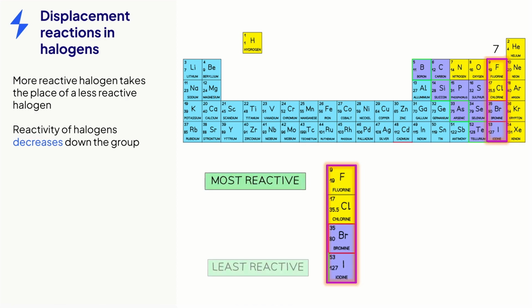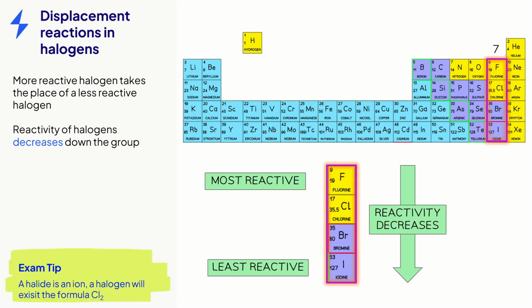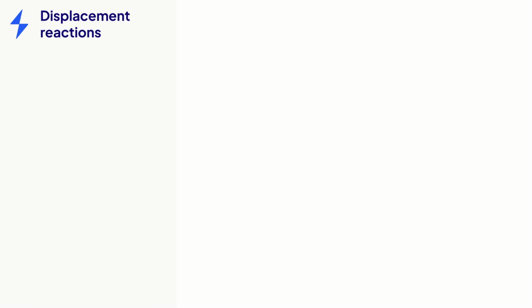The reactivity decreases down the group. So fluorine is the most reactive halogen, and it can displace those below it. Remember that a halide is an ion with a charge of 1- and not a halogen. A halogen exists as a molecule. For example, a chlorine molecule has the formula Cl2. Let's look at the displacement reactions more closely.